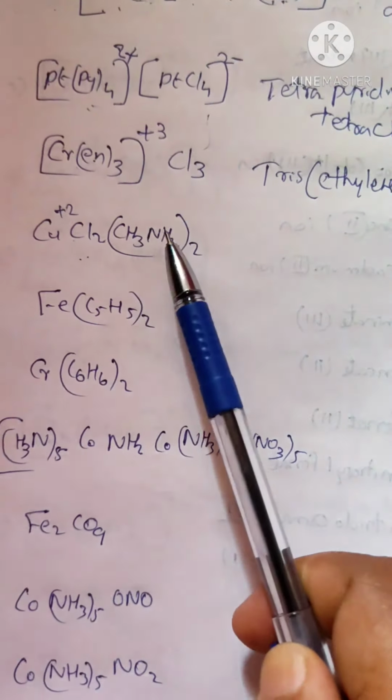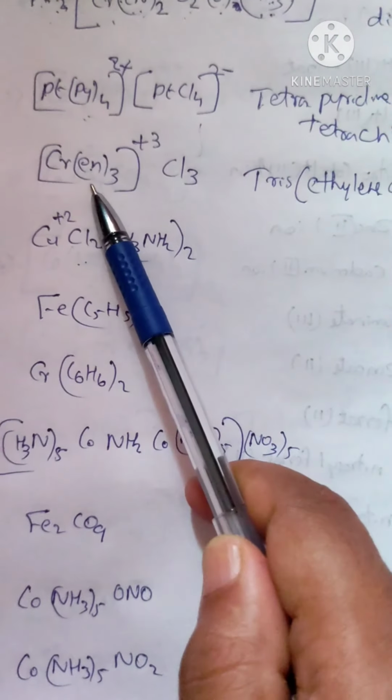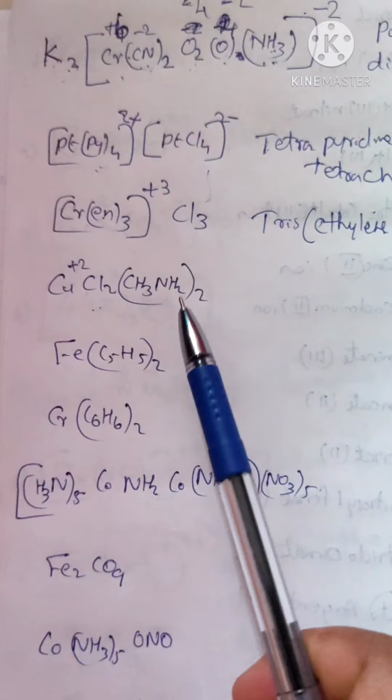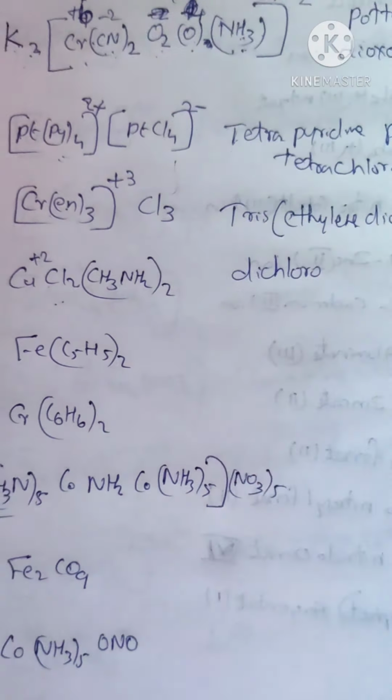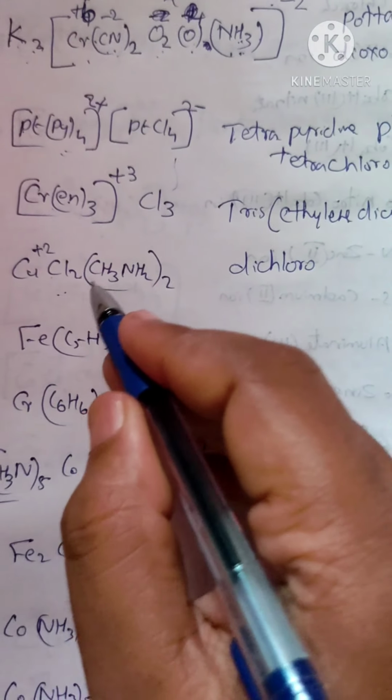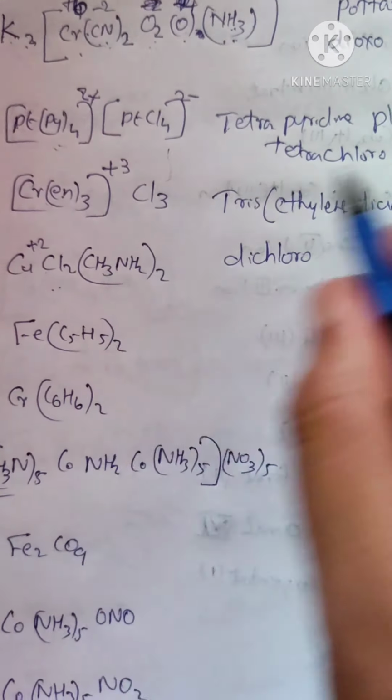We will never use bi or di. We will use bismethylamine. Here we have used tris ethylene diamine. So here we have to use dichloro, because C is higher than M, C will become first. After that only methylamine will come.